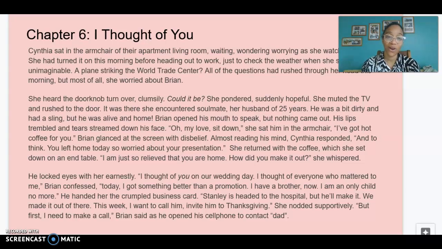"I thought of you on our wedding day. I thought of everyone who mattered to me," Brian confessed. "Today, I got something better than a promotion. I have a brother now. I'm an only child, no more." He handed her the crumpled business card. "Stanley's headed to the hospital, but he'll make it. We made it out of there. This week, I want to call him, invite him to Thanksgiving." She nodded supportively. "But first, I need to make a call," Brian said as he opened his cell phone to contact Dad.